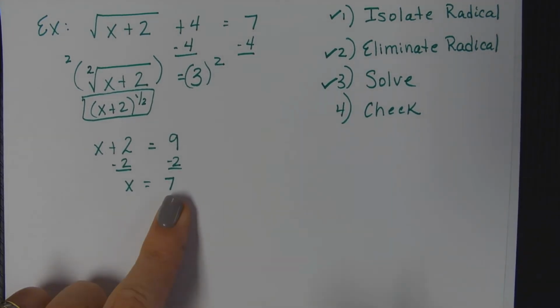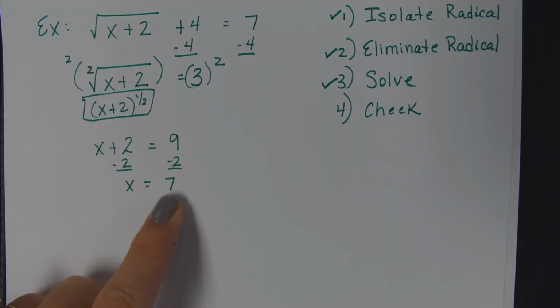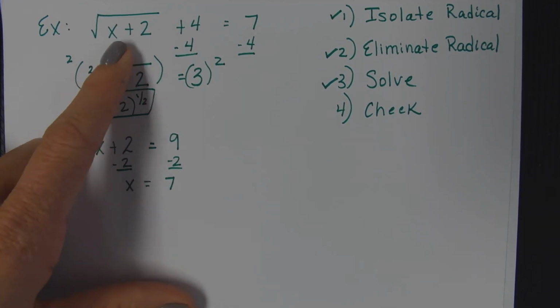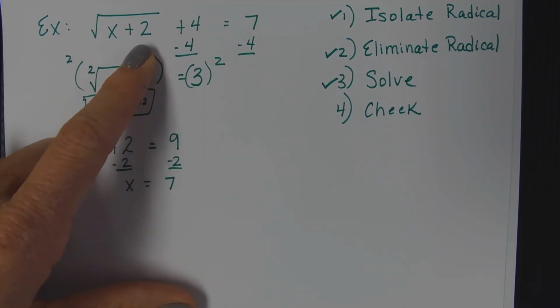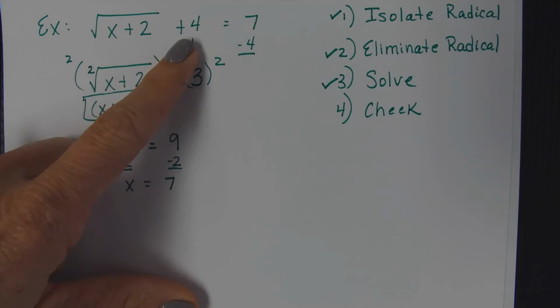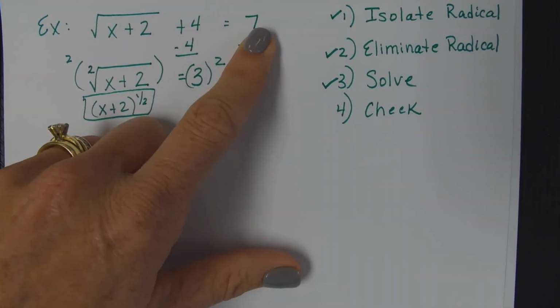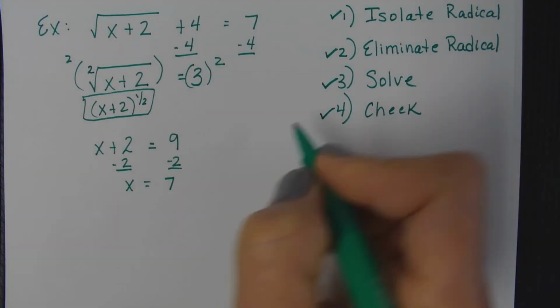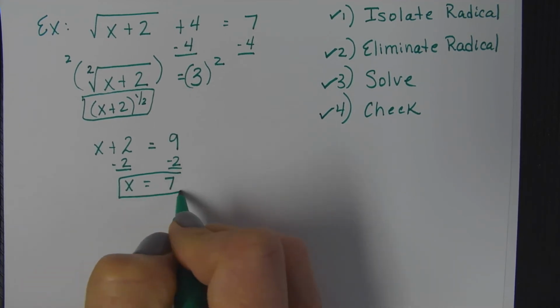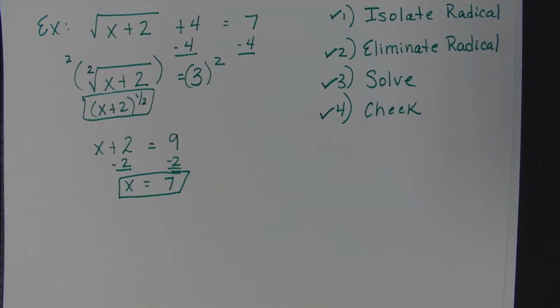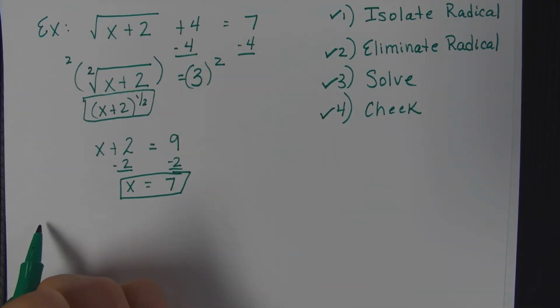Okay, so let's check. Put x in. What is 7 plus 2? 9. What's the square root of 9? 3. 3 plus 4? 7. Is that equal to 7? Yes. So this is our answer. If it didn't work, what do you think I would say? What was the mathematical answer? No solution. All right, let's do another one.